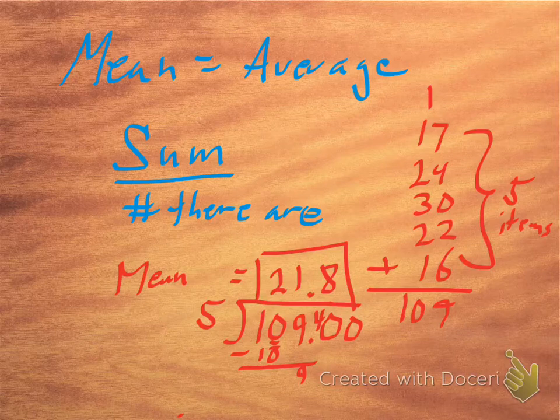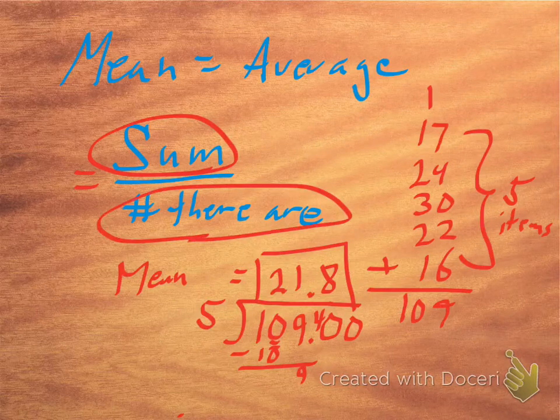So mean is the average. Add them up, divide by how many there are. That's literally all you do. Find the sum and divide by the number of things that you have. All right, next, the median.